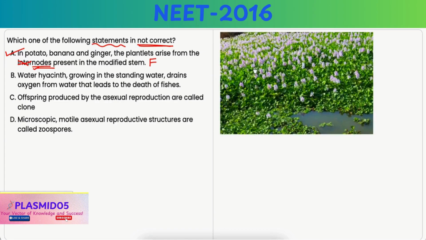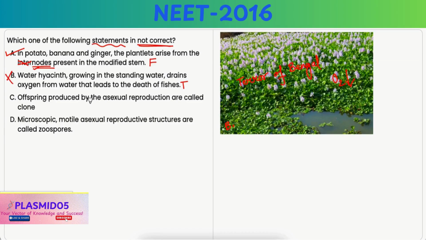Option B, water hyacinth, growing in the standing water, drains oxygen from water that leads to the death of the fishes. This is true. And that's why water hyacinth is known as the terror of Bengal, because it grows rapidly, covering water bodies and depletes oxygen levels, causing the death of the aquatic life. Hence, it is incorrect option.